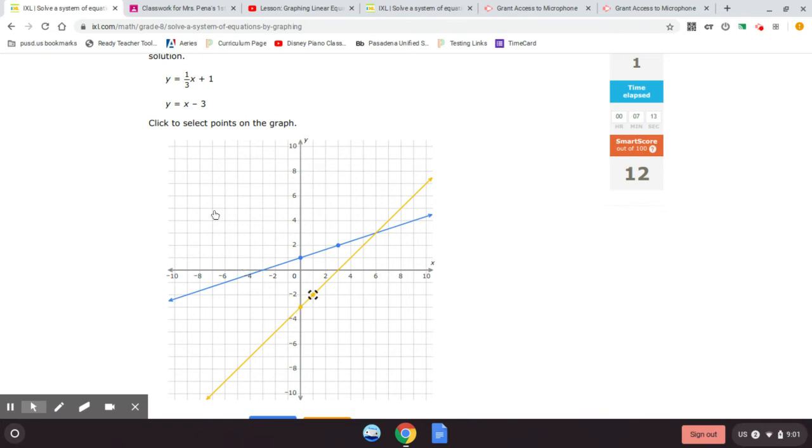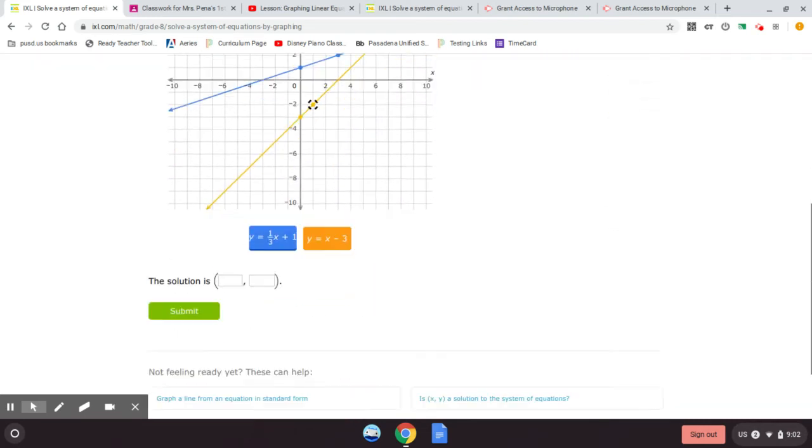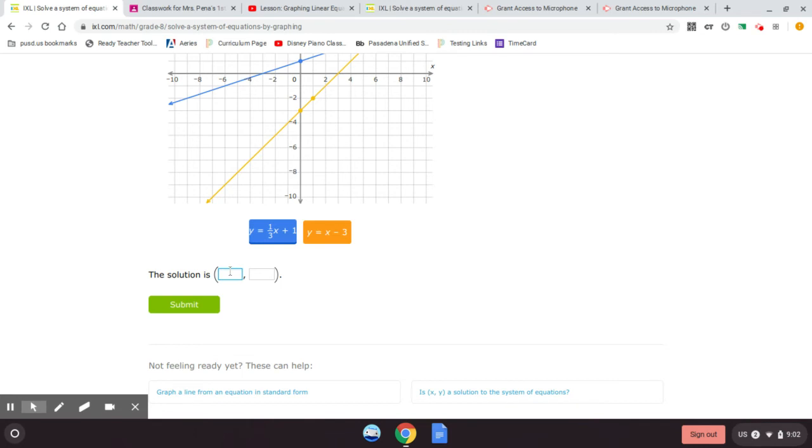So I can tell that there's one solution here because they cross once, but that's not enough. I need to know what that solution is. So the ordered pair of this point where they cross, I went over 6 to the right, so that's a +6, and I went up 3. And the x always comes first. So the solution is (6, 3). Okay, we're going to do 2 more together.